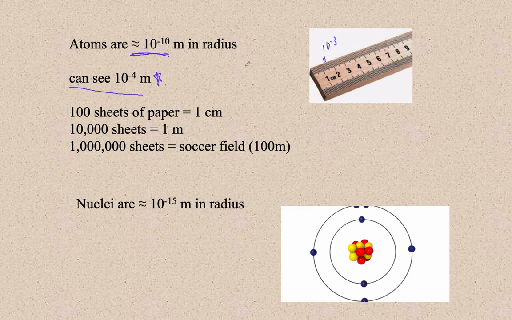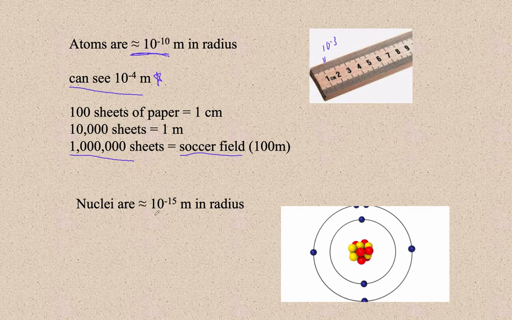If you take one of those tenths of a millimeter and blow it up to the size of a soccer field, an atom is actually the thickness of a sheet of paper. That's the radius of an atom, so you can almost visualize that. And I know this because 100 sheets of paper is a centimeter. Therefore, 100 centimeters would be a meter, and a million sheets of paper, if you stacked them, would be about a soccer field.